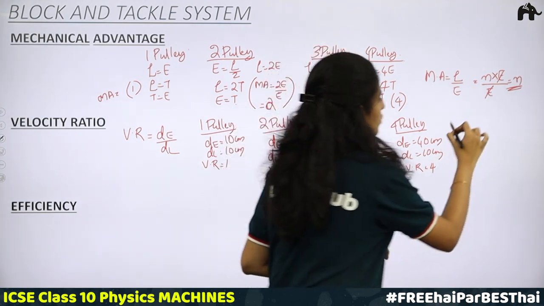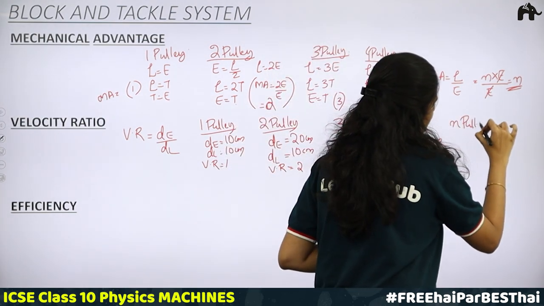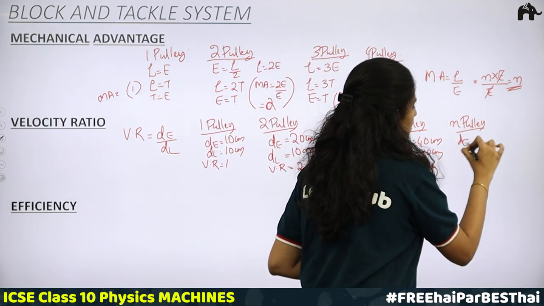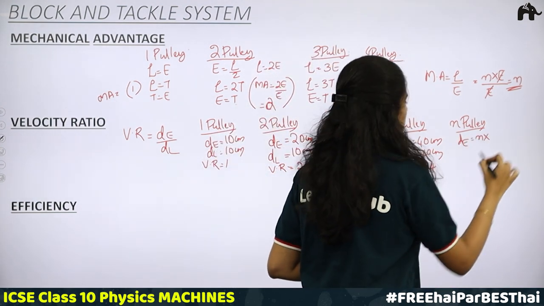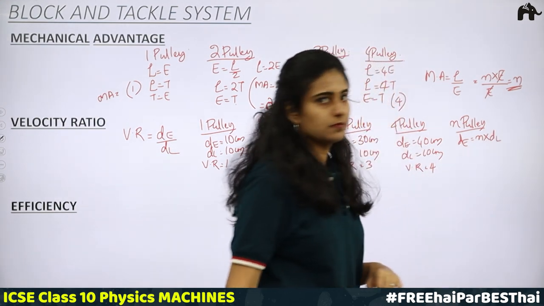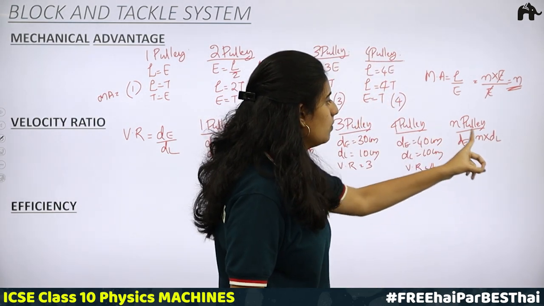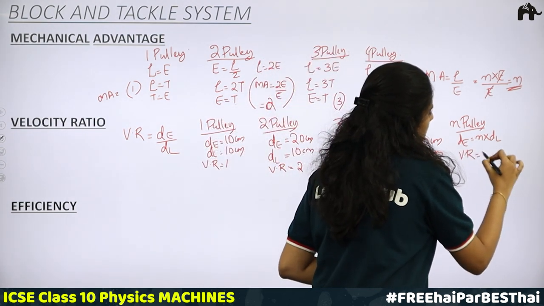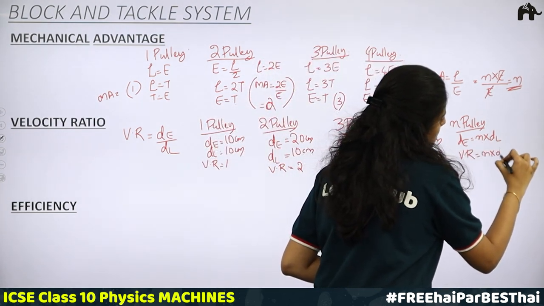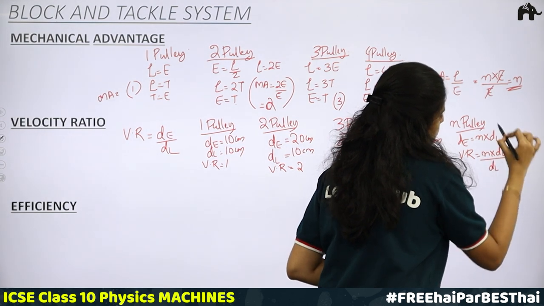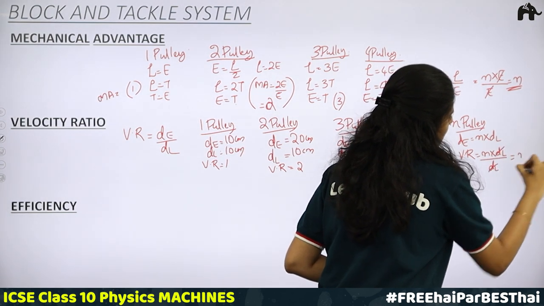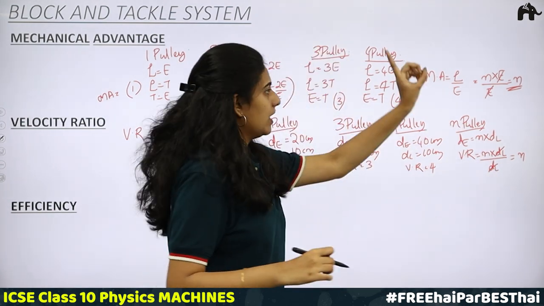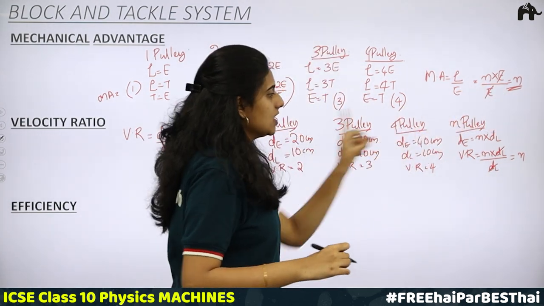What does this mean? If you have N number of pulleys, what do we get then? The distance moved by effort will be N into distance moved by load. Therefore, velocity ratio is equal to distance moved by effort, N into distance moved by load, divided by distance moved by load. Cancelling, we'll be getting the answer N. Okay, velocity ratio is also equal to N. Mechanical advantage is N, velocity ratio is also N.